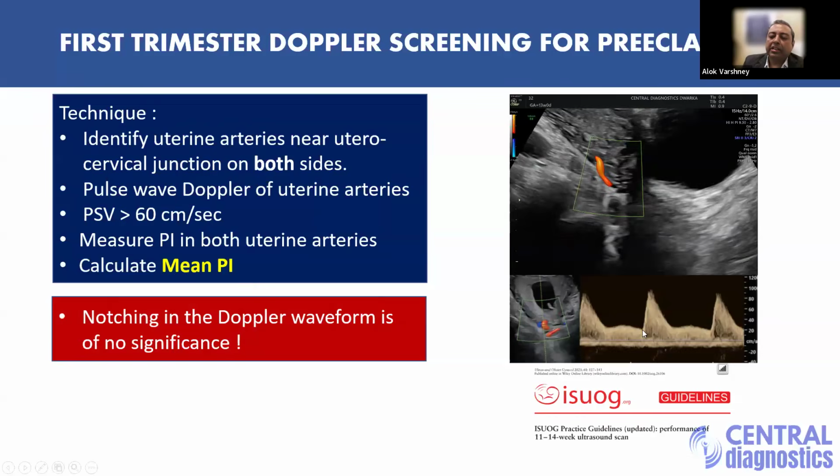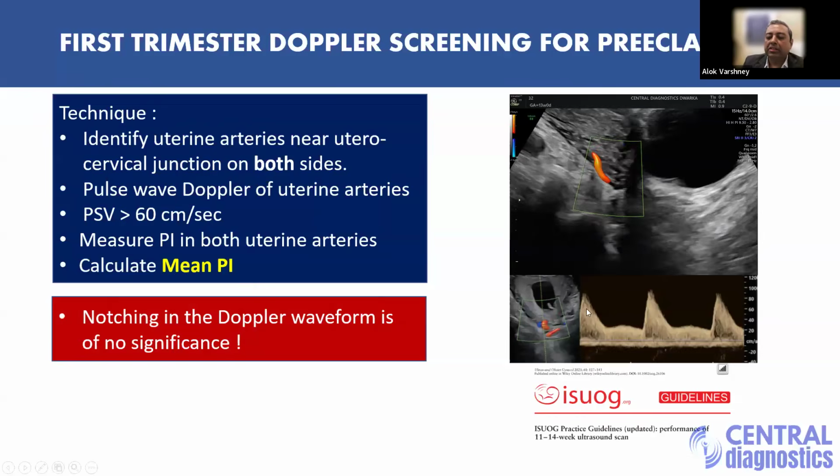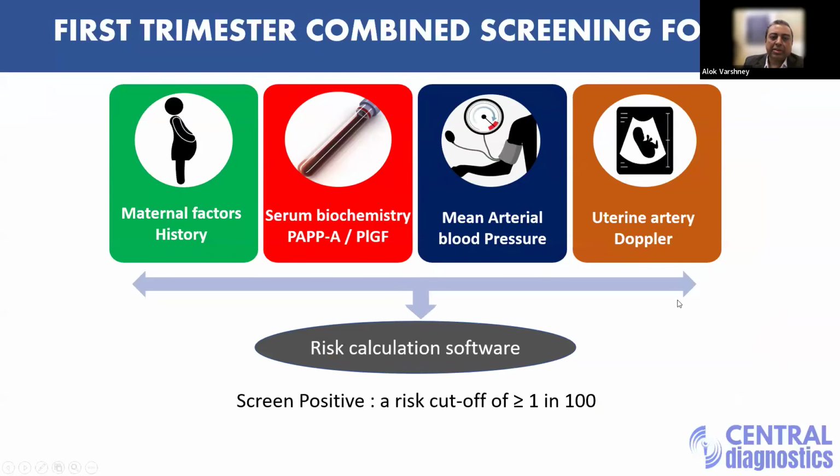Notching like this is normal in the first trimester. This is of no significance in the first trimester. And as I said, we combine various parameters: the maternal factors, history, biochemistry, then mean arterial pressure on both sides, and the uterine artery Doppler. We run it through a risk calculation software, and then we calculate what is the risk of preeclampsia.